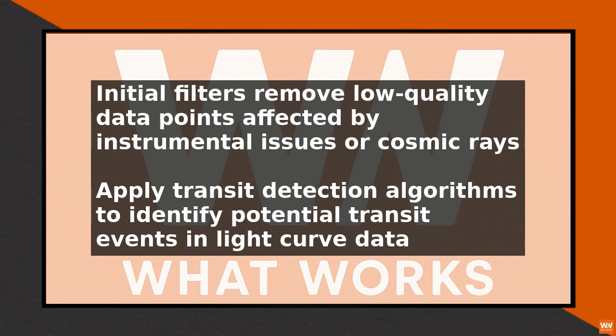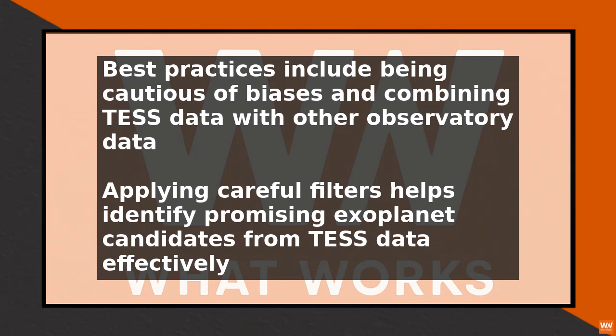For example, a deep transit with a short duration may indicate a small planet orbiting a large star, while a shallow transit with a long duration could suggest a large planet orbiting a small star. By applying these filters, you can narrow down the list of potential exoplanet candidates.